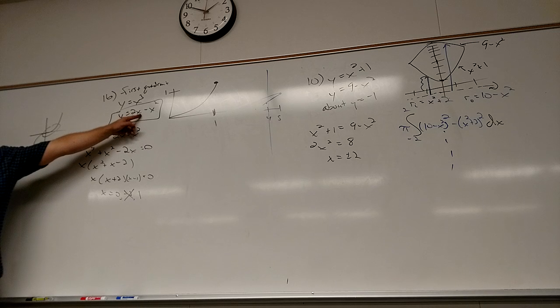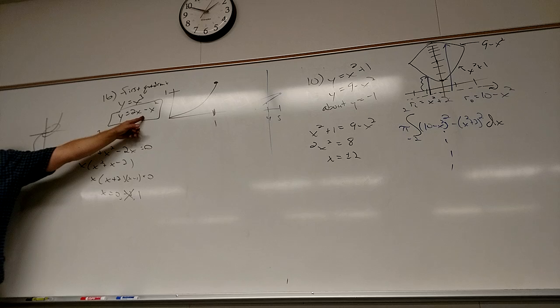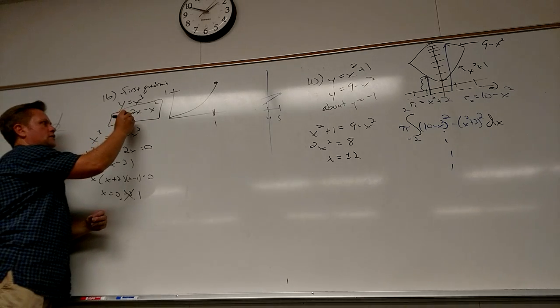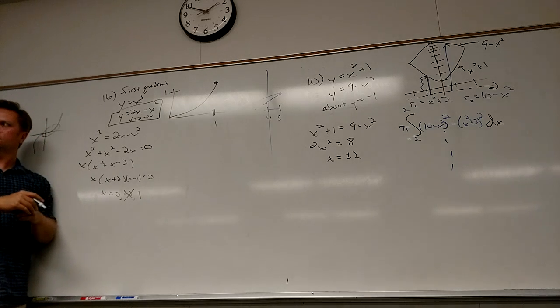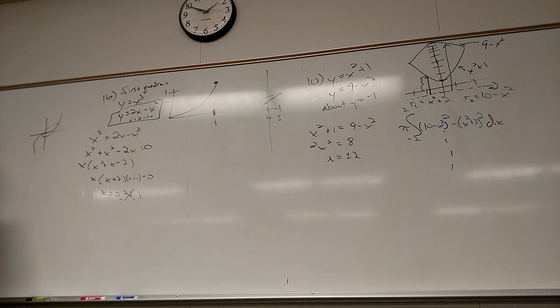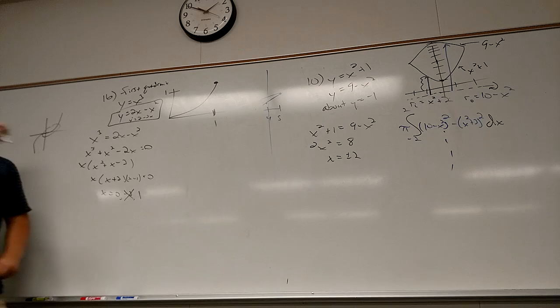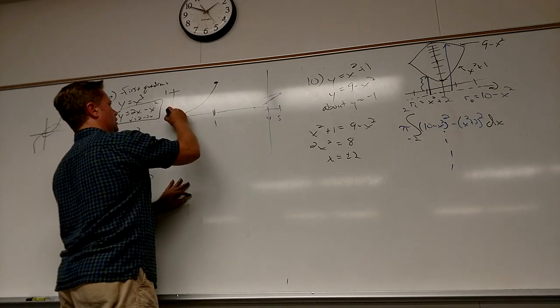Where's this guy's vertex? You're in calculus. If you forgot, how do you find this guy's vertex? You take a derivative. 2 minus 2x equal to 0. You get x is 1. And where are its intercepts? x-intercepts. 0 and 2. So its intercepts are 0 and 2, and its vertex is there, so it does like this.